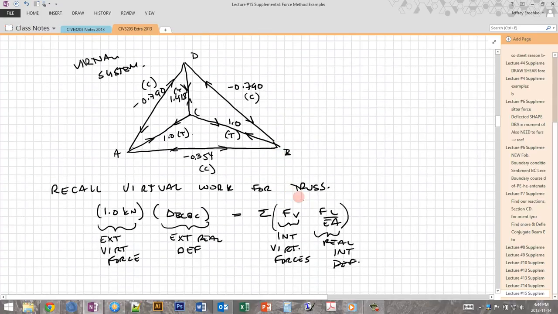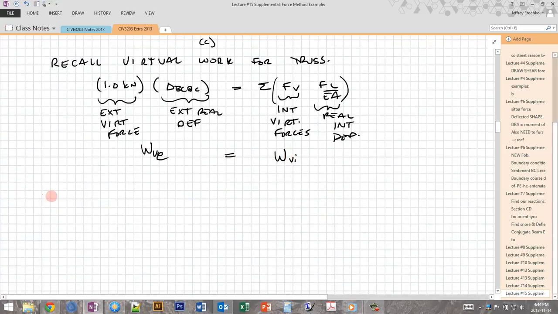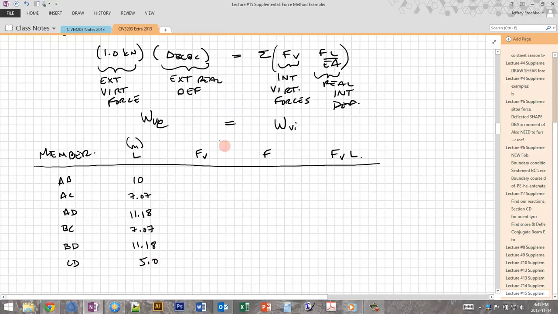So for each member we're going to multiply the internal virtual forces times the real internal deformations, and that will give us our internal virtual work. So this is our external virtual work, which, if you recall, equals internal virtual work. Now we're going to use a table to do this. So let me fill out most of it. I've just started with all of the different parameters that we have to determine and calculate. These are each one of the members.